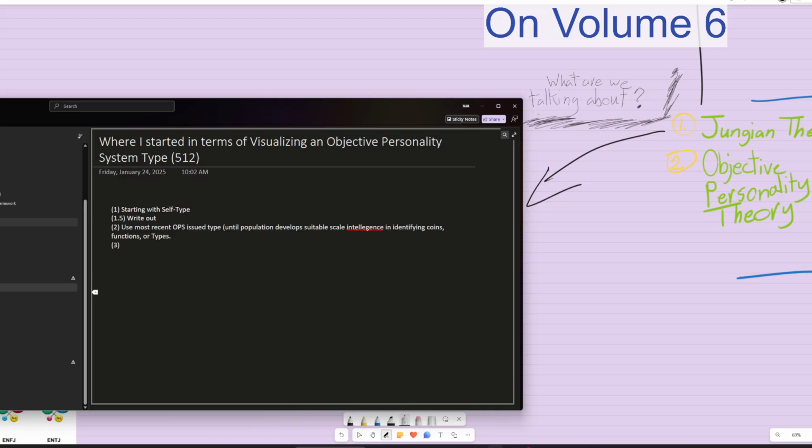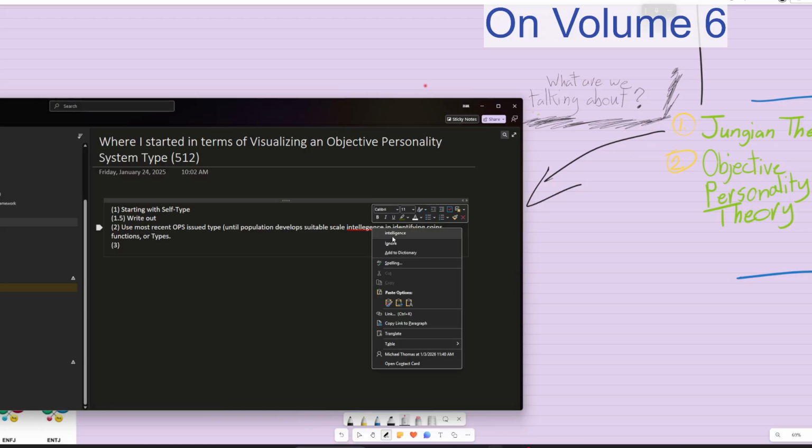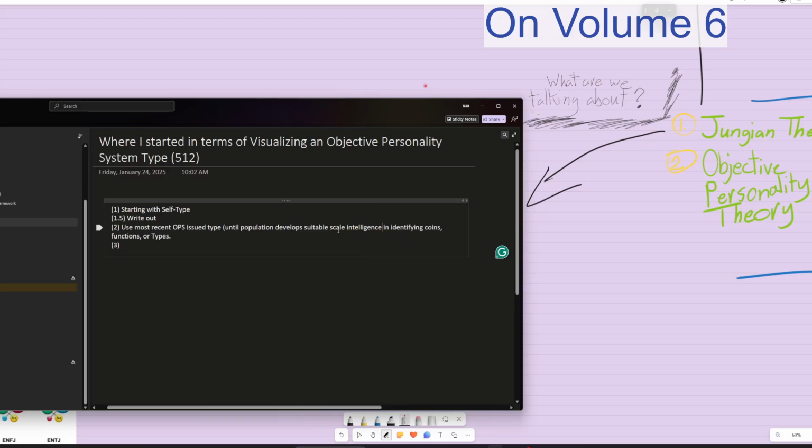Start with self-type. Write out. Use most recent issued OPS type until population develops suitable scale intelligence in identifying coins, functions, or types.